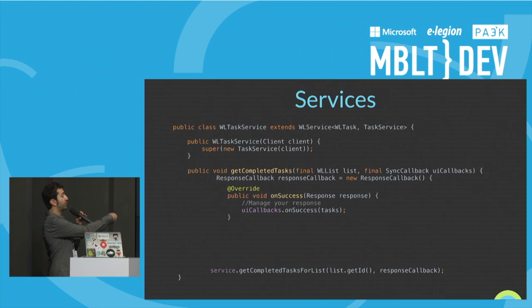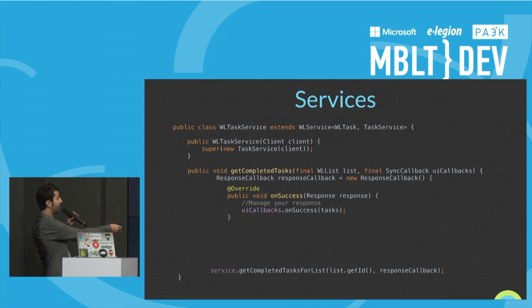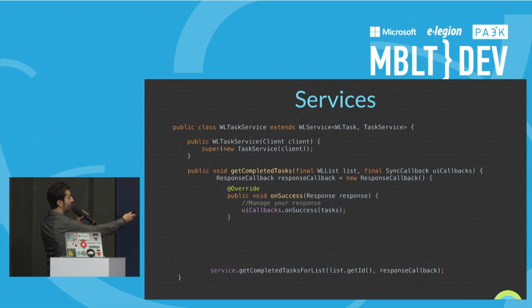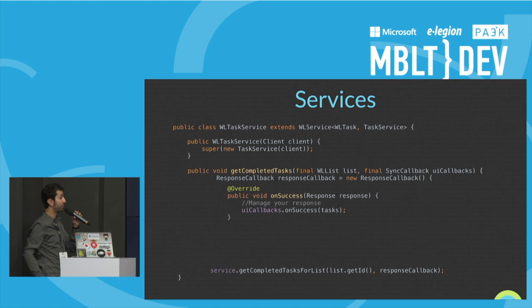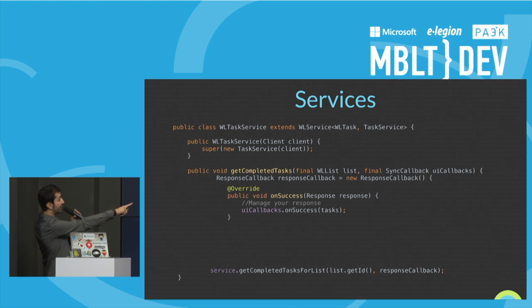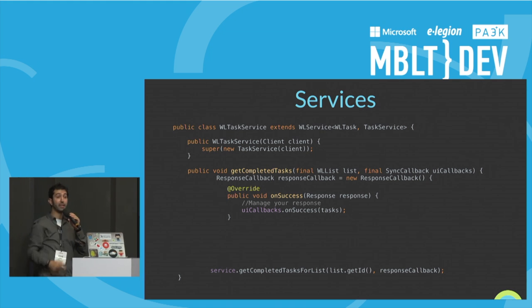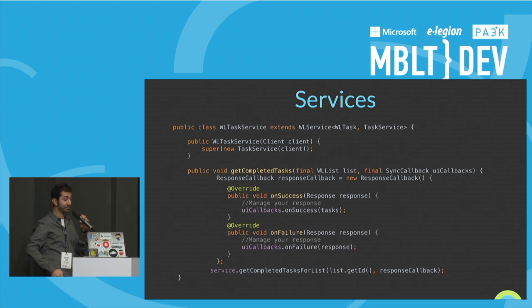Then when we have the response, we do something with the response, we check to avoid memory leaks and so on, and then we call the UI callback, and this callback, remember, was sent by the presentation layer, so then the presentation layer is going to update its UI. And then here we have also the failure.